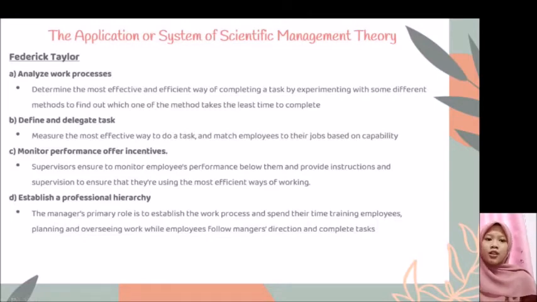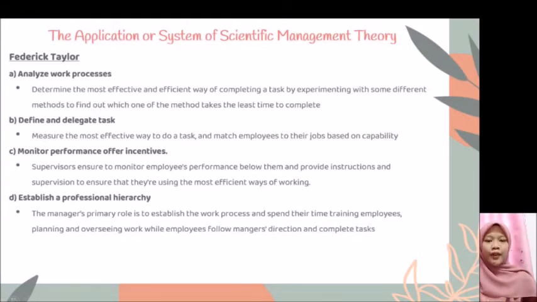The application of scientific management theory by Frederick Taylor is, first, analyze the work process. By analyzing the work process, we can determine the most effective and efficient way to do a task, experimenting with different methods to find out which takes the least time to complete. Scientific management takes this effective way of doing the task, retaining employees as needed.